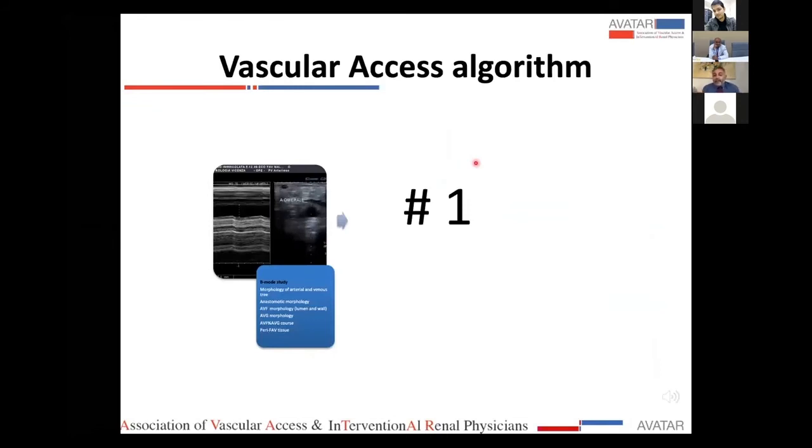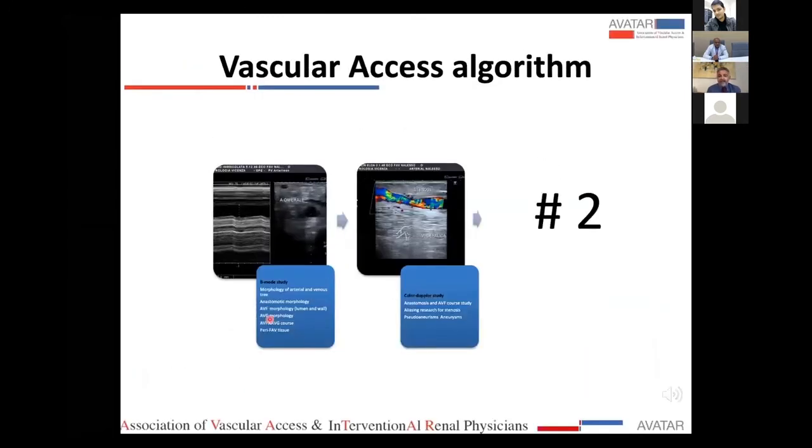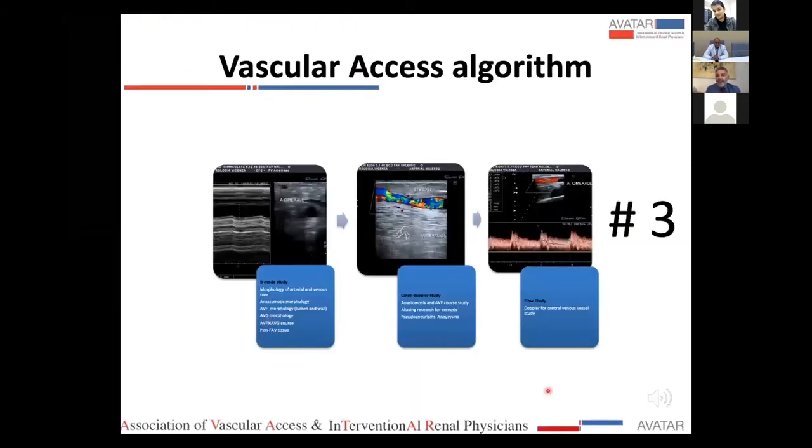This is important in the ultrasound examination to have an order. So the first examination has to be provided by the brightness mode. The second step is the use of the color. The last level is the use of Doppler.